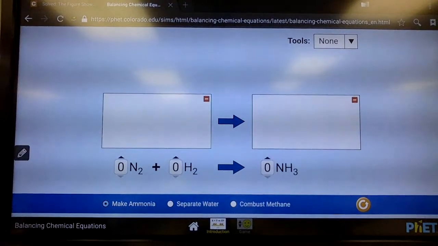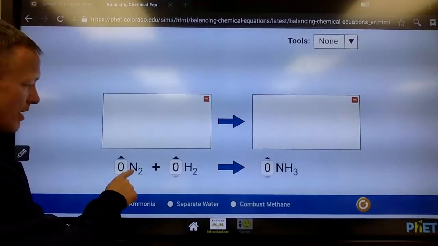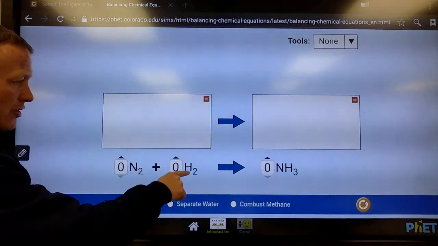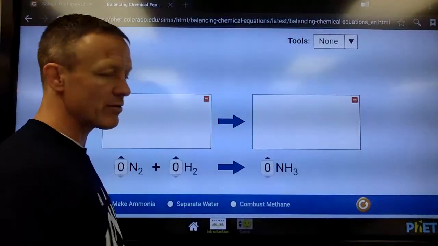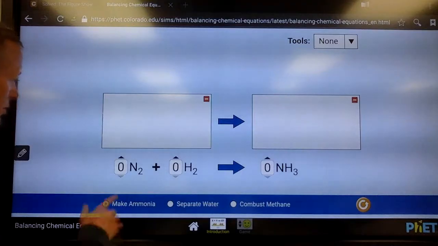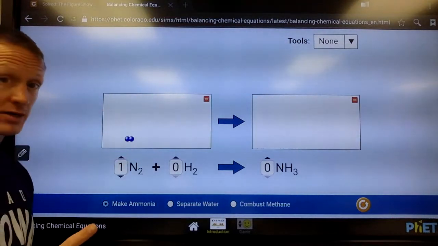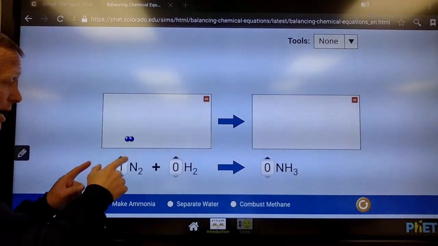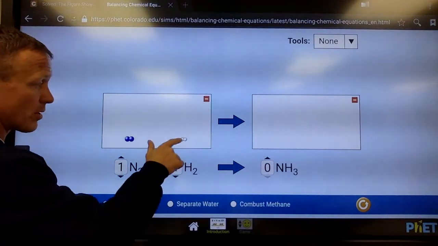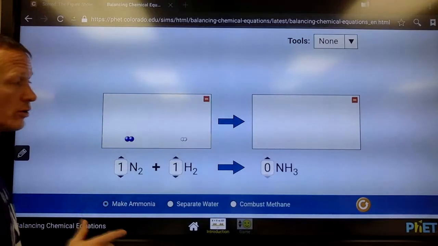All right, let's take a look at this reaction. You have nitrogen molecules and hydrogen molecules making NH3 molecules, what are called ammonia. So let's say we have 1 N2 molecule, so that's 1 molecule, but it's 2 nitrogen atoms. Again, one H2 molecule, 2 hydrogen atoms.